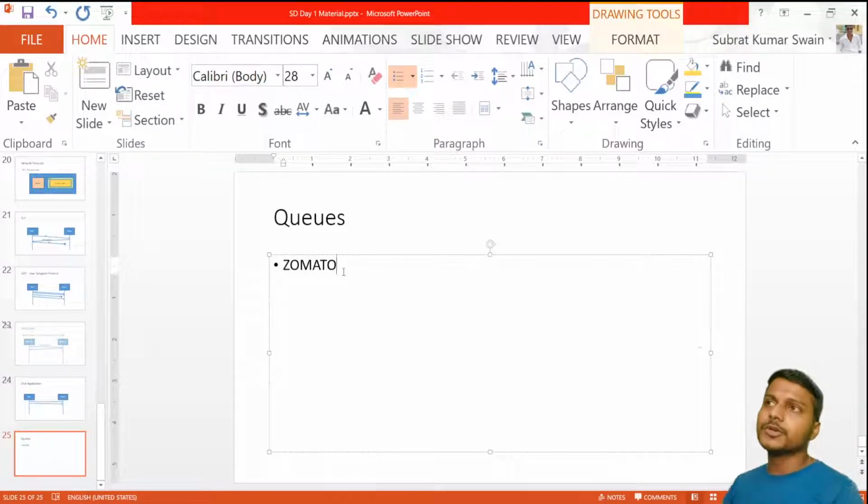In Zomato, what you do guys, you open the Zomato application. It will show you a list of restaurants. You select any restaurant and you place an order. At the same time, maybe many people would be doing the same at the same restaurant. Let's say I'll pick Domino's. I'm ordering pizza from Domino's, and at the same time several other people would also be putting in requests, ordering pizza from Domino's, right?